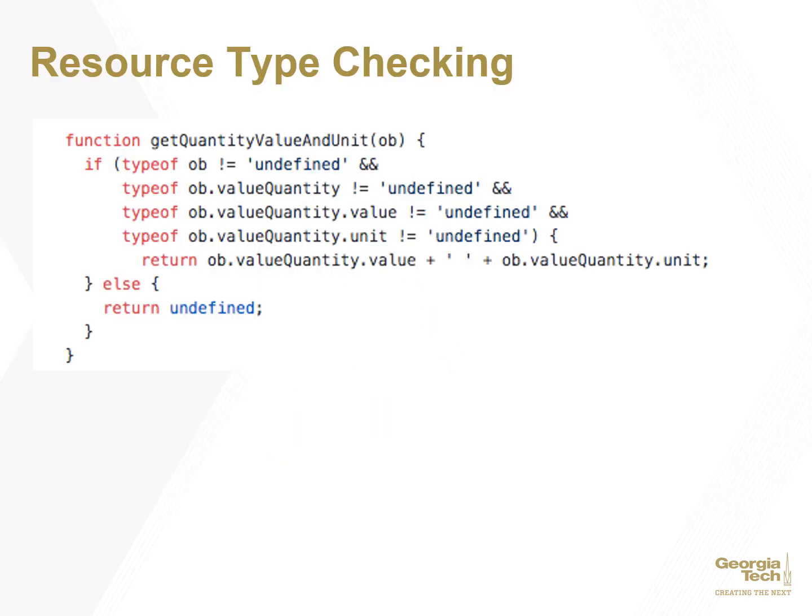Resource handling is also important, as the data is not always clean. This app implements the getQuantityValueAndUnit function. It checks the passed observational value to see if either the value or unit fields are undefined, and it returns undefined if either of these parameters are not present. If both the unit and value parameters are present, it will then return the corresponding values so that they can be used within the app.